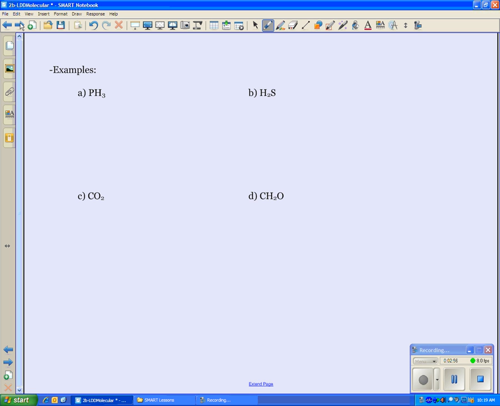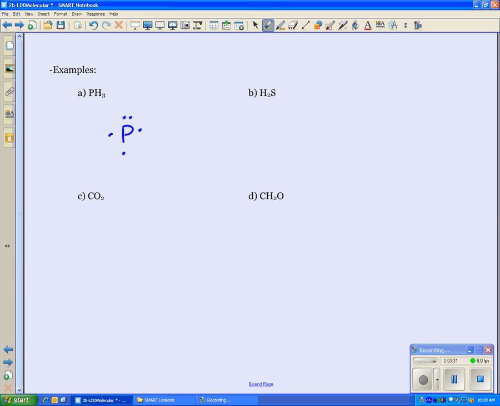So here are 4 examples. We're going to build these molecules using the rules of the Lewis dot diagrams. The first example, phosphorus trihydride, PH3. We need to start with the atom that has the highest bonding capacity, and that's the phosphorus. So we start with our central atom as phosphorus, P, and looking at the periodic table, it's in group 15, so that means we draw 5 valence electrons. First 4 go into the 4 separate orbitals, and the 5th one pairs up with the first one that we drew.